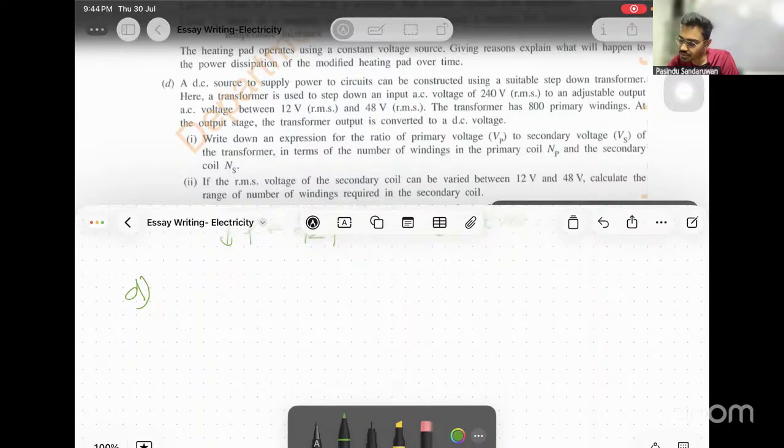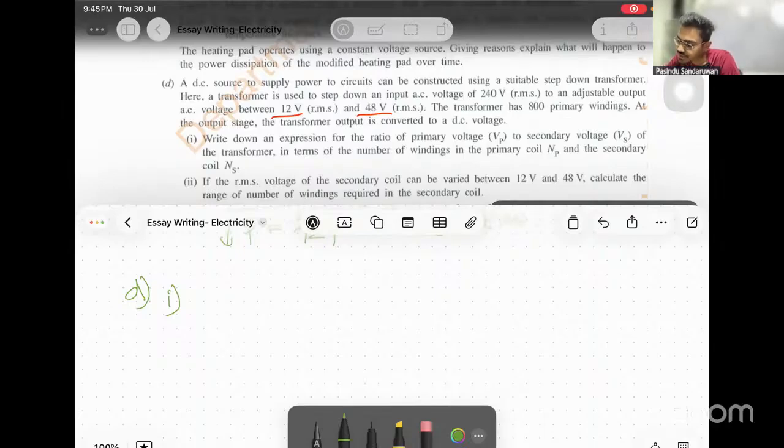Part D. A DC source to supply power to circuits can be constructed using a suitable step-down transformer. A transformer is used to step down the input AC voltage of 240 RMS to an adjustable output AC voltage between 12 volts and 48 volts. The transformer has 800 primary windings. At the output stage, the transformer output is converted to a DC voltage. Transformers work on electromagnetic induction, right? Now this is connected to a transformer.